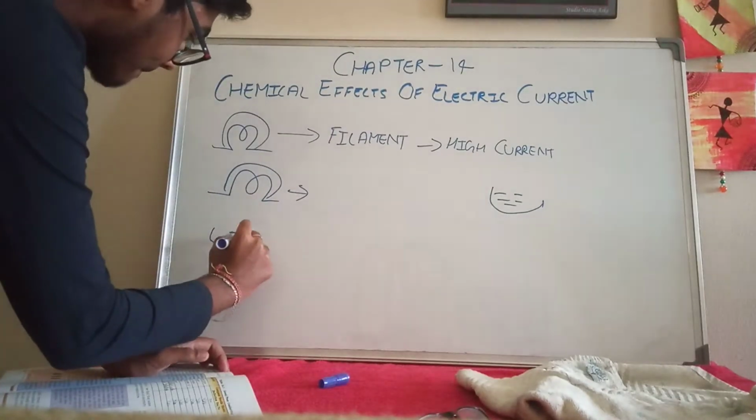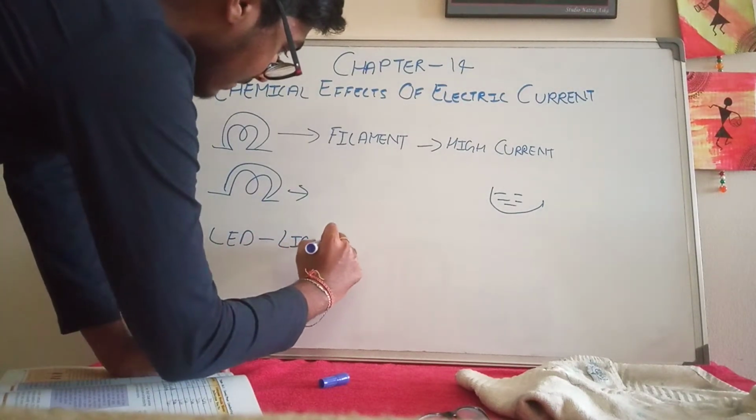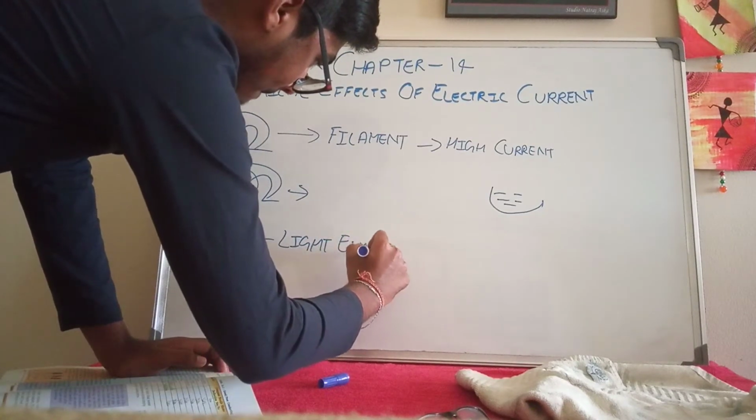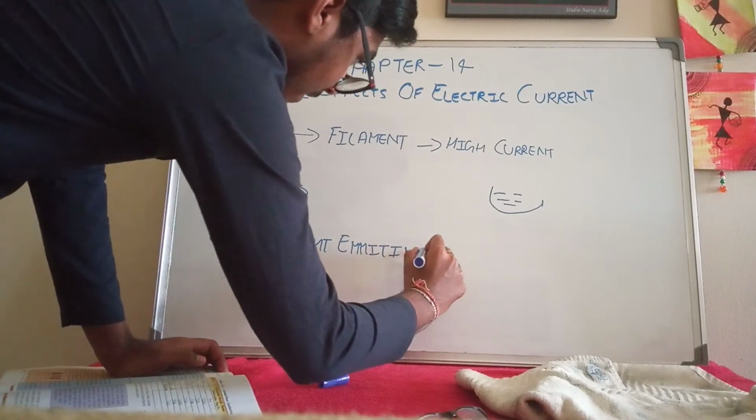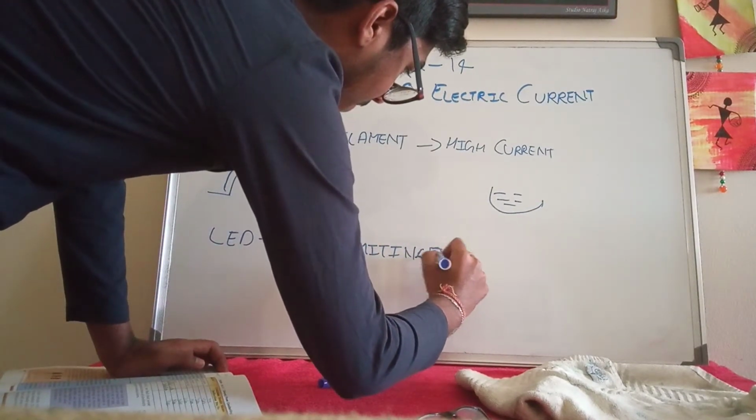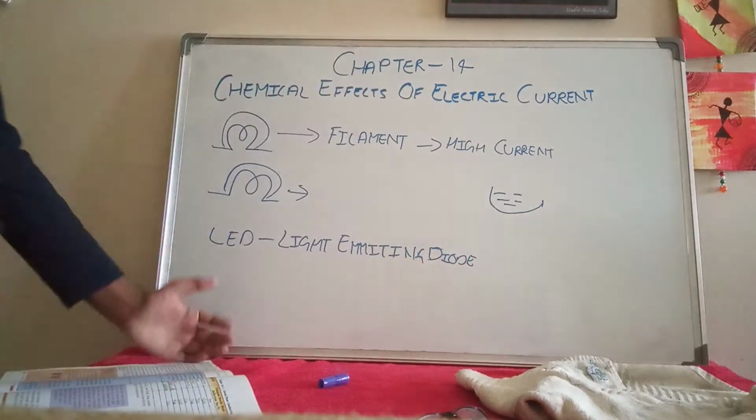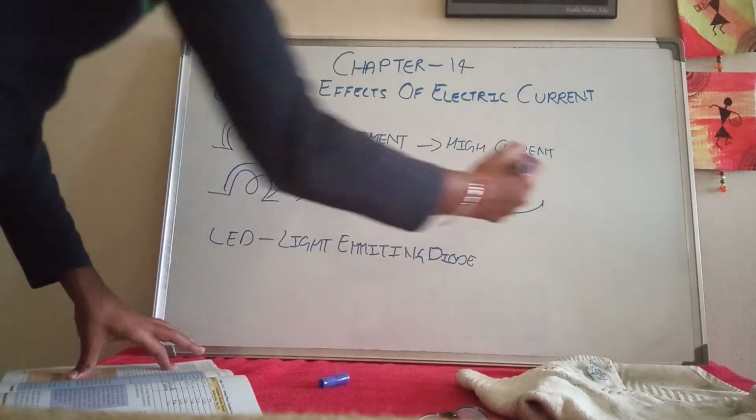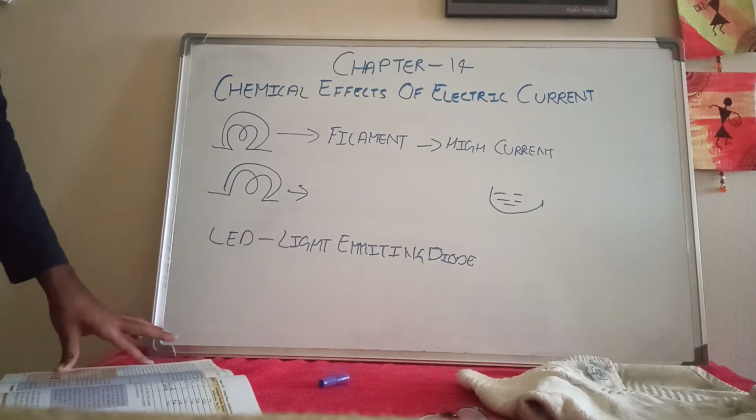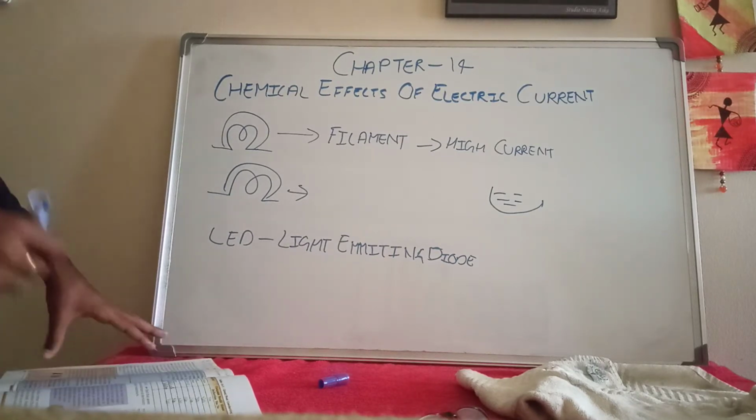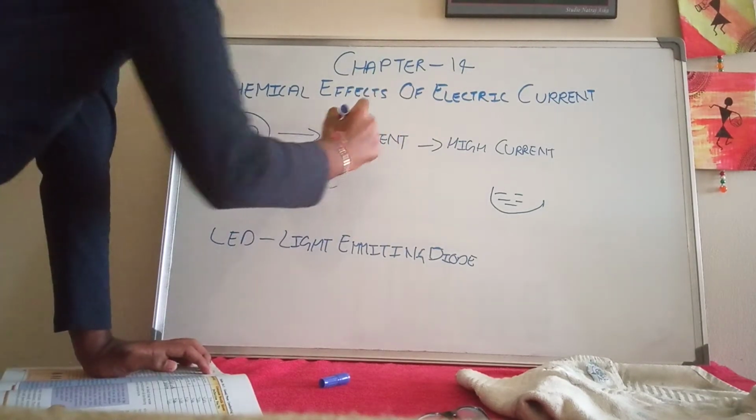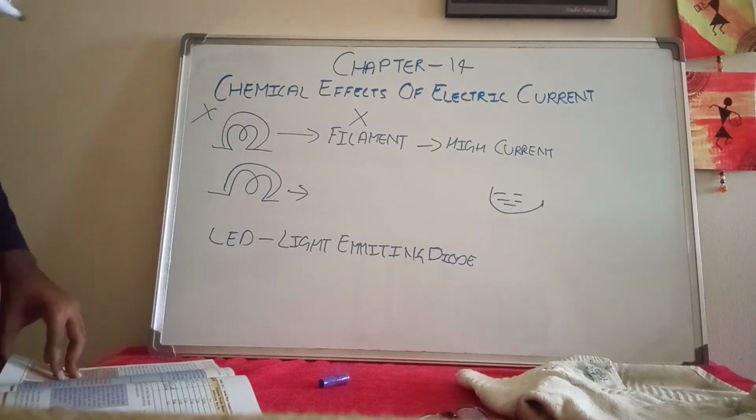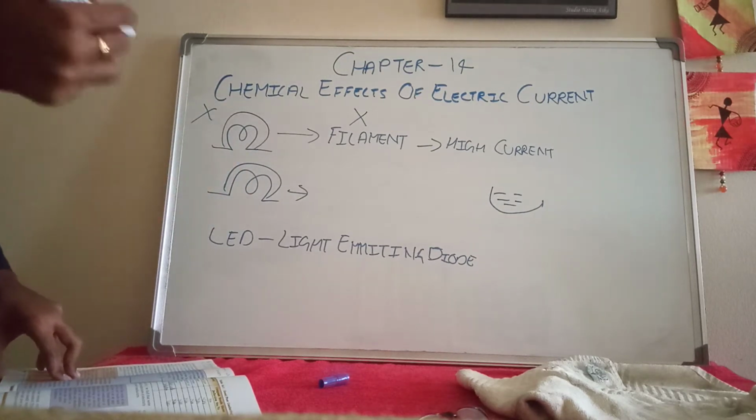LED stands for light emitting diode. The reason why we use an LED is that when electrolytes pass a very small amount of electric current, which is not enough to heat the filament and glow the bulb, we use an LED, because an LED lights up even when a very small amount of charge is passed.